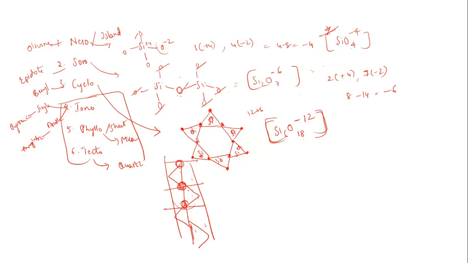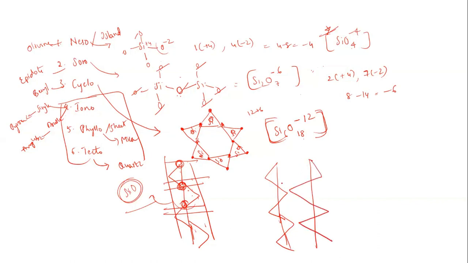Now, you can frame it yourself. Just consider this as one unit, and derive the formula. What is the SiO formula associated with it? Next, double chain inosilicates means two single chains will combine here. This is one single chain, and again, this will be another single chain. So two single chains will be combined here with the central oxygen atom. It will hold them as double chain inosilicates. That means two chains are present. Here also you just consider this as one unit and derive the SiO formula.